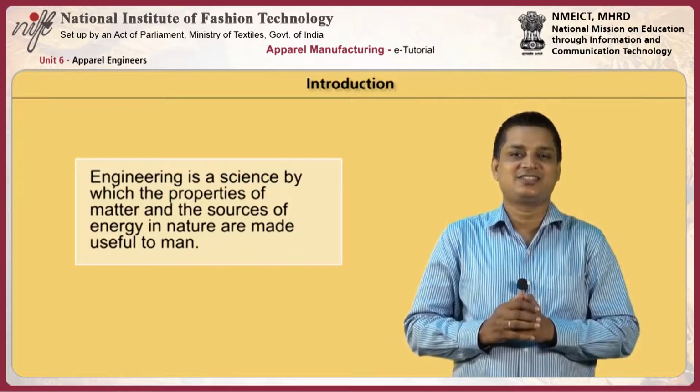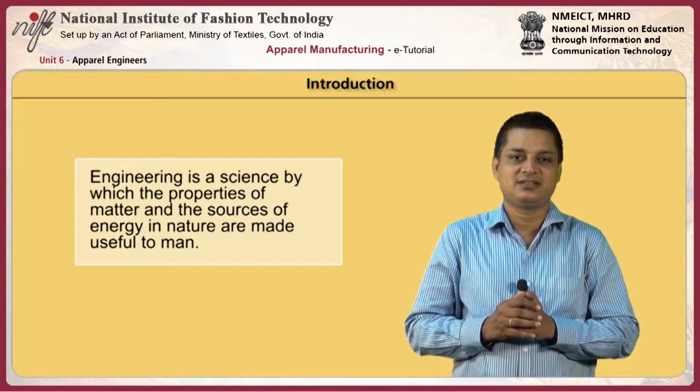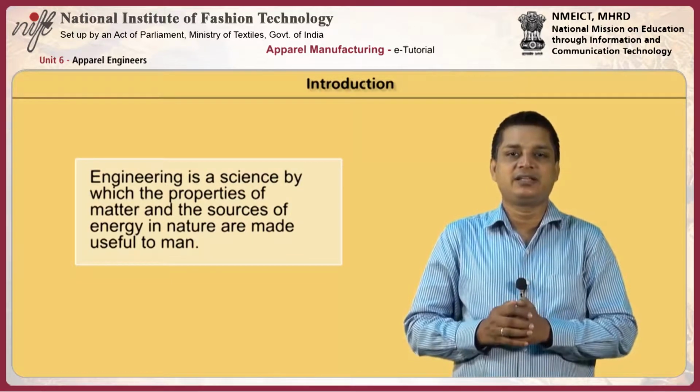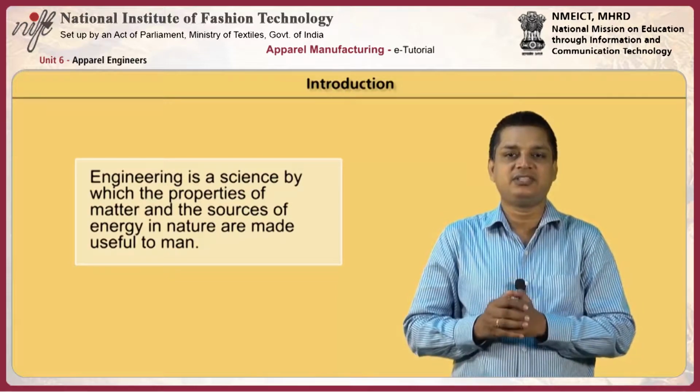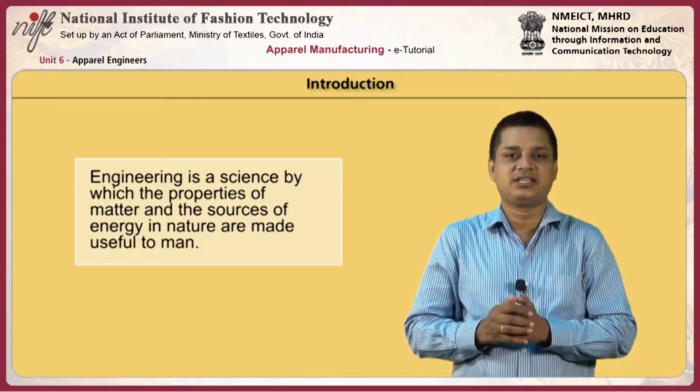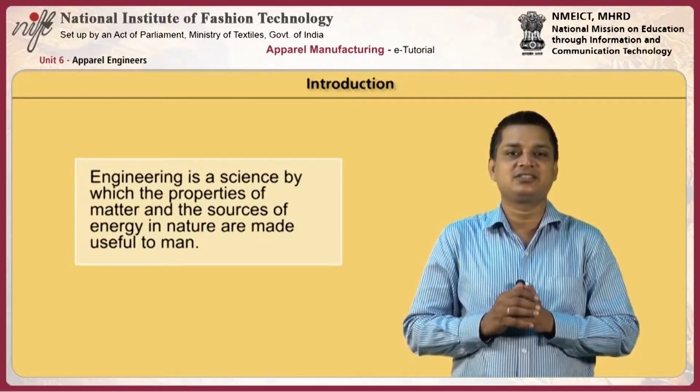The properties of matter and sources of energy cover just about everything we know of. So, let's just refer to this as things. Make useful to man gives us a purpose of engineering. So, now we can say engineering is making things useful to man.